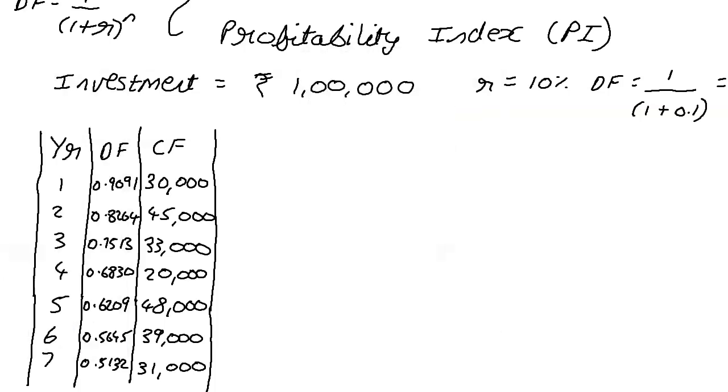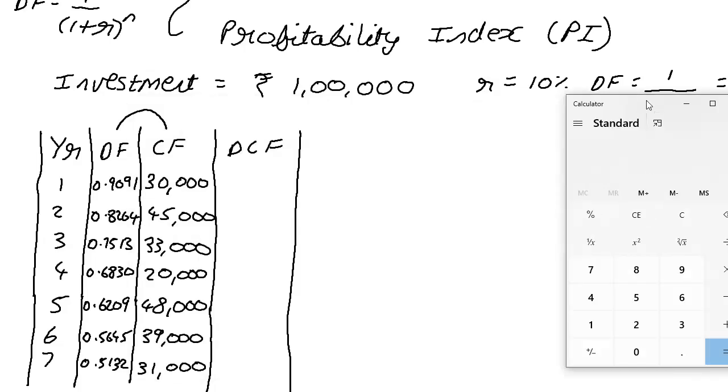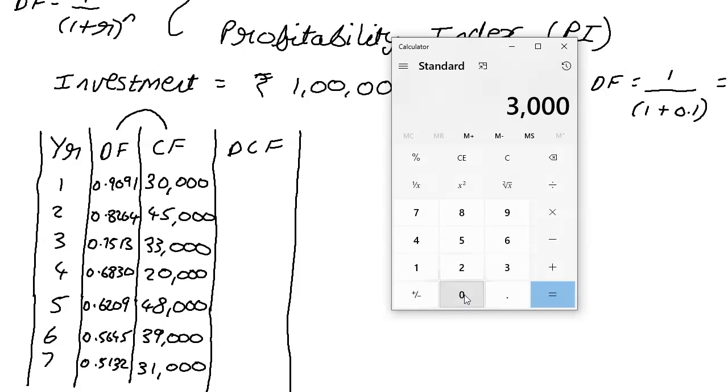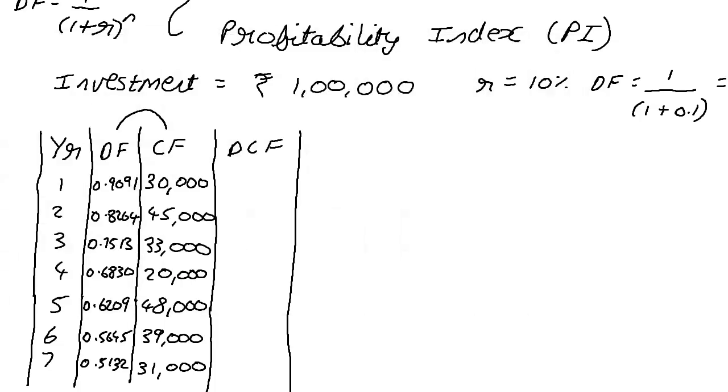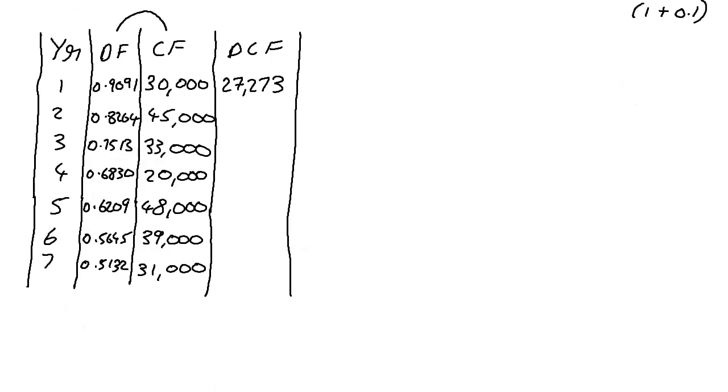Our next step is to calculate discounted cash flow, DCF. We calculate discounted cash flow by multiplying discount factor into cash flow. So for example, we take 30,000 into 0.9091, which gives us 27,273, which I'm going to write down over here. Now we have to do it for all of them. So please, you also go ahead and then we shall continue.